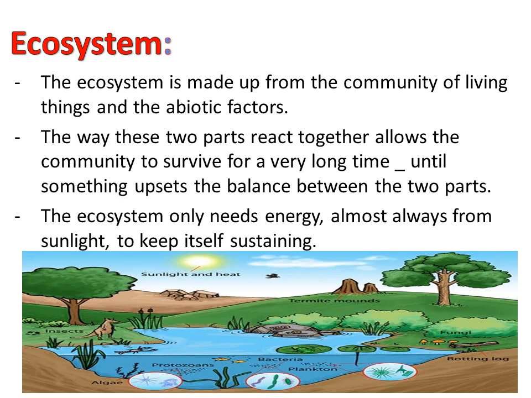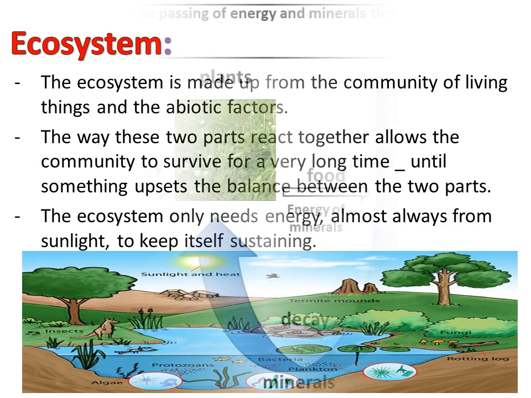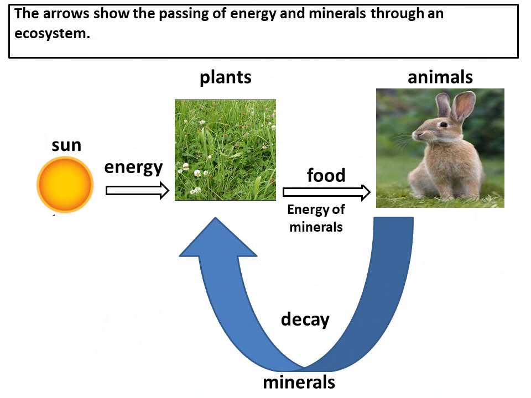Down I have a picture for a small ecosystem. It is a pond. Here in this picture, grade 6, I have these arrows, if you see it. The arrows show the passing of energy and minerals through an ecosystem. Through what? An ecosystem. As we said, the energy comes from where? From the sun.